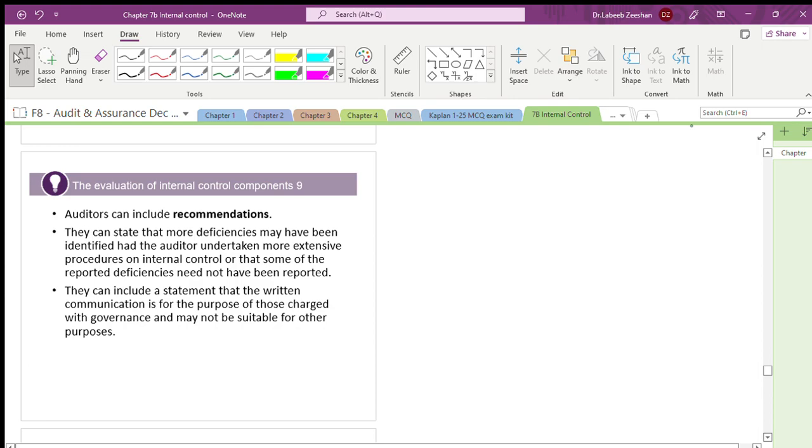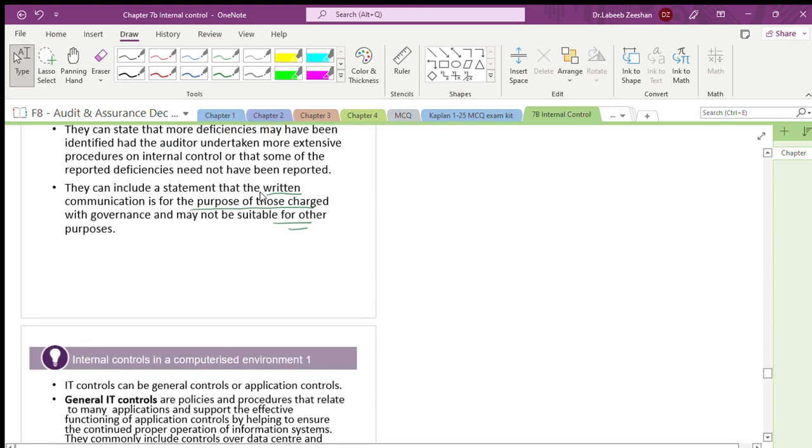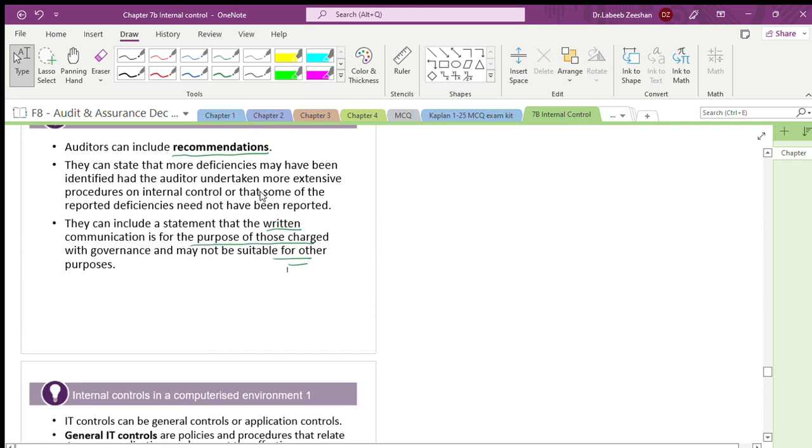What we are going to do is that when we have deficiencies, we are going to give some recommendations for the deficiencies. They say the auditor can state more deficiencies identified in an effective manner. They can include a statement in the written communication, and we are going to communicate it to those charged with governance. We are talking about deficiencies and recommendations.